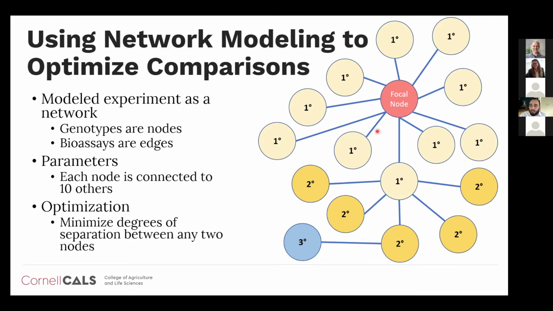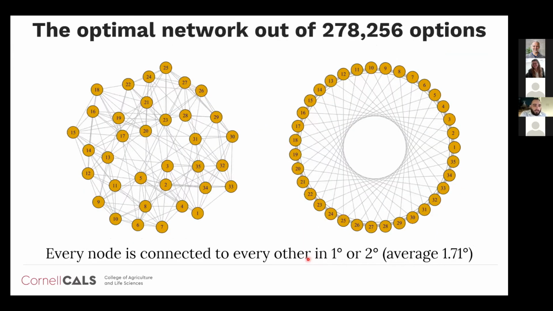So in this example here, we have our focal node. The cream colored nodes are 1 degree away, the yellow are 2 degrees away, and the blue is 3 degrees away. I figured that by minimizing the degrees of separation between 2 nodes, that would maximize the ability for the model to do inference. It turns out that there are about 280,000 different ways to build this network. And this is the optimal network. It's the same network, just organized in 2 different ways.